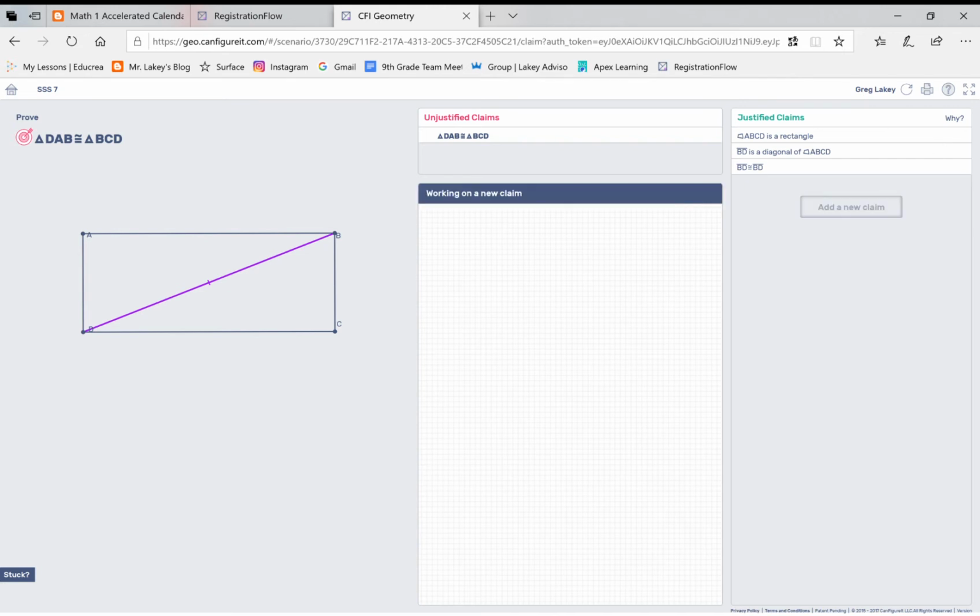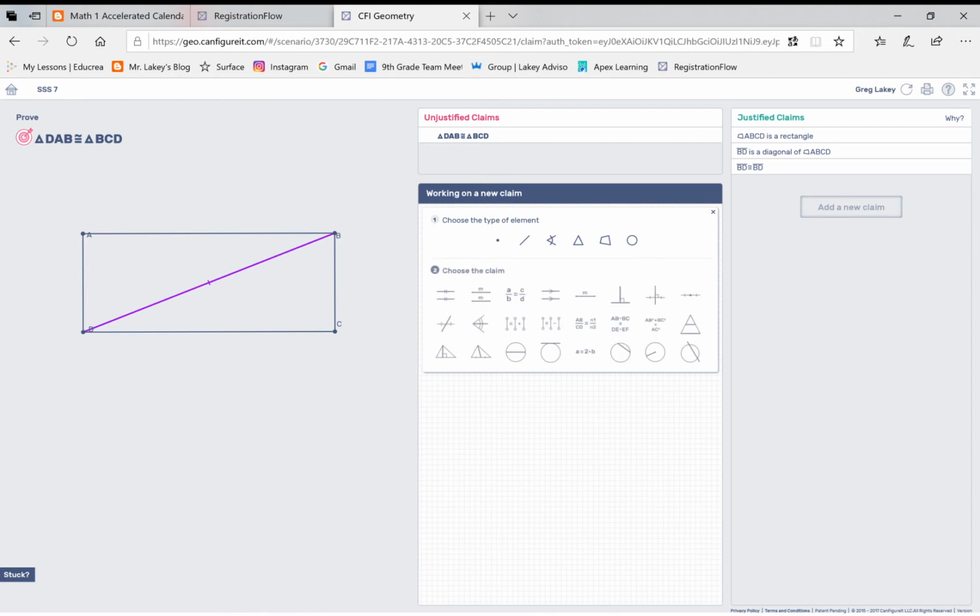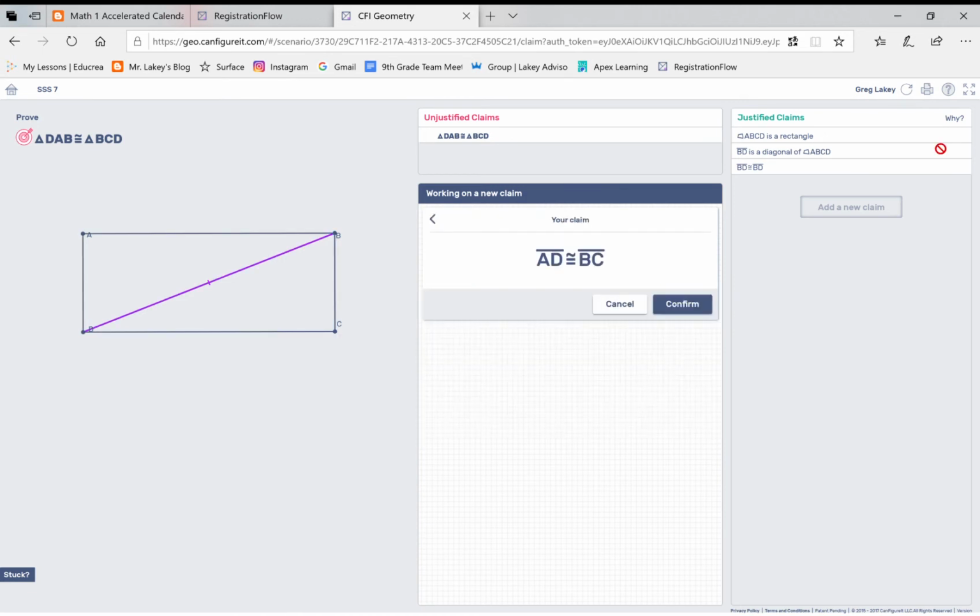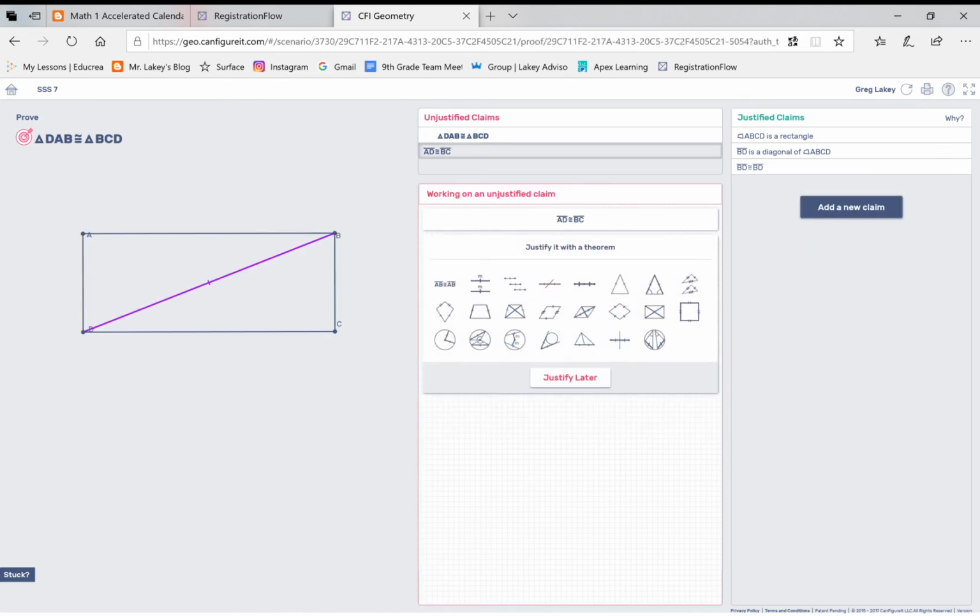So if it's already a rectangle, let's see if this is going to work. Let's go to add a new claim. And now I want to still go with congruent segments, but now I want to say that line AD is congruent to line BC. Now, since they told us it's a rectangle, this should work. And now what are we going to say? Let's look around here. Are there some options that make sense? Kind of look over them and see which ones might make sense.